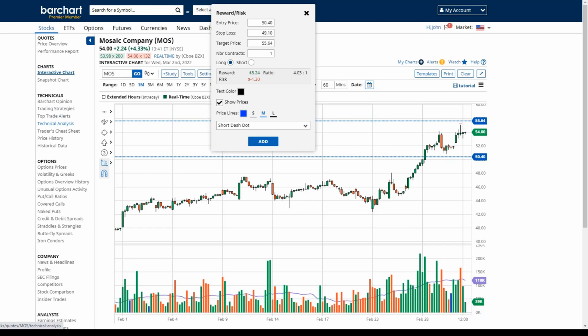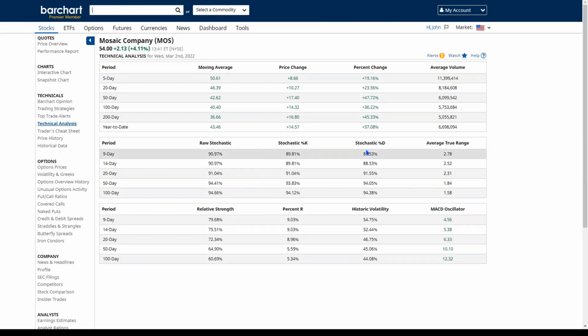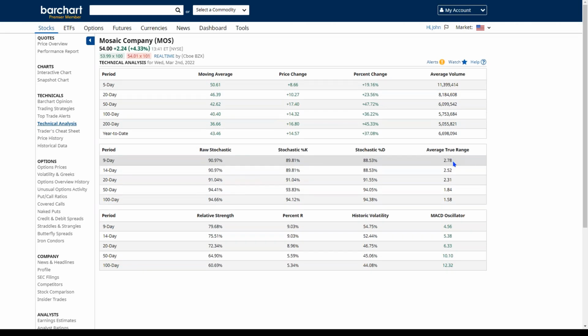Revisit our technical analysis. What's my average true range? $2.78, $2.50. I'm only risking half of my ATR. What's my target? $5.50, 2 times my ATR.